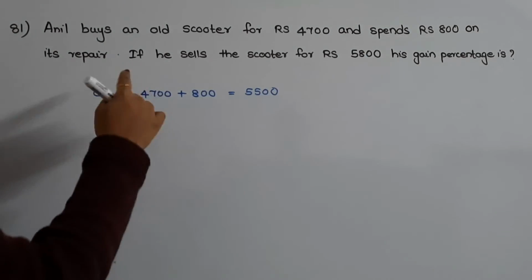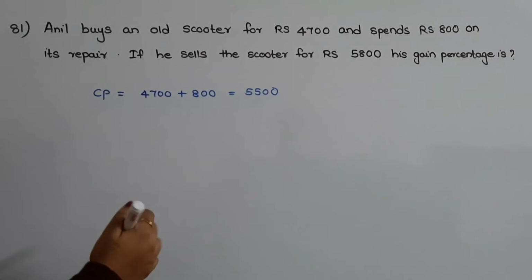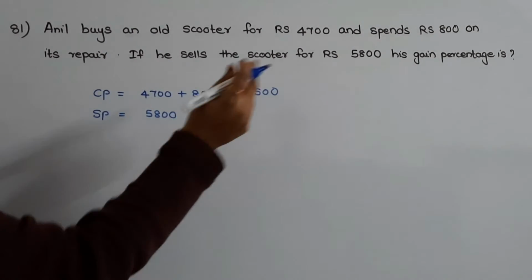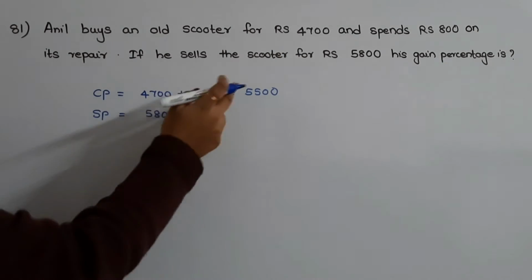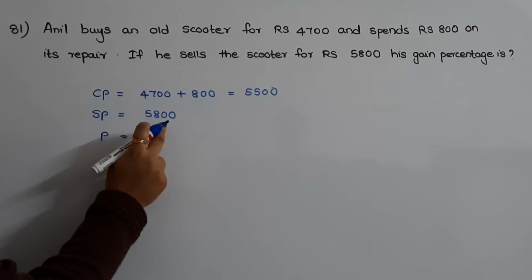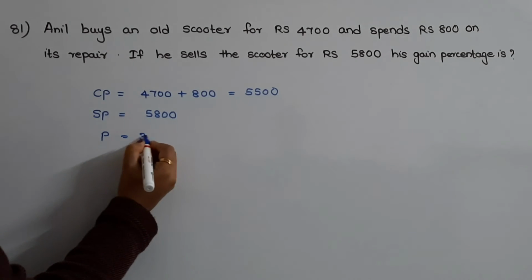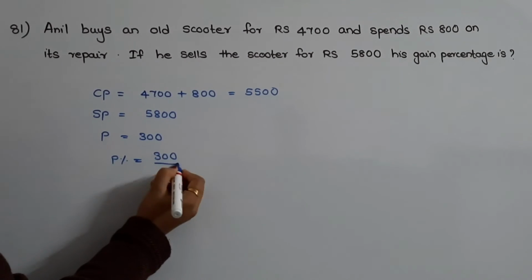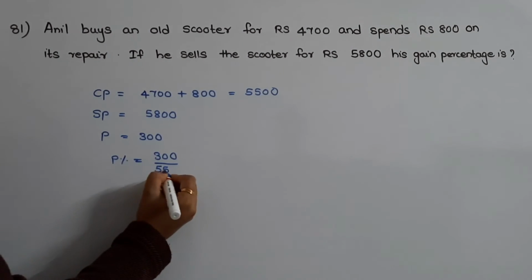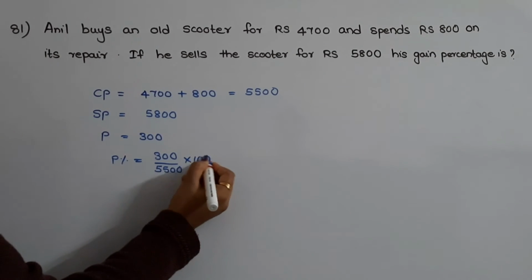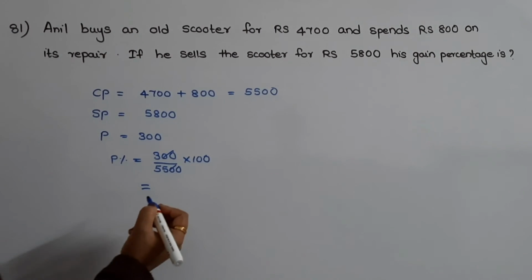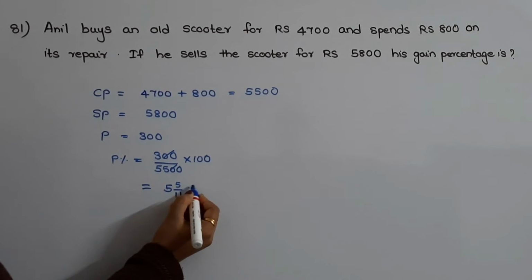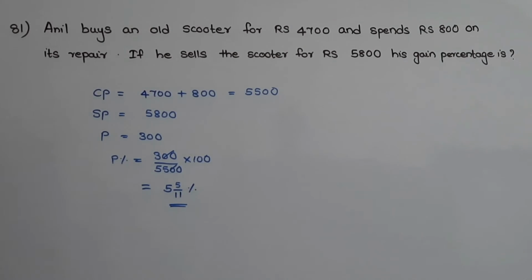Then they are telling that he sells the scooter for rupees 5800. So the selling price is equal to 5800. We need to find out the profit percentage. So what is the profit? Profit is equal to 5800 minus 5500, that is 300. So the profit percentage will be equal to profit by cost price, that is 300 by 5500 into 100. On solving this you will get the answer as 5 by 11 percentage. So this is the answer.